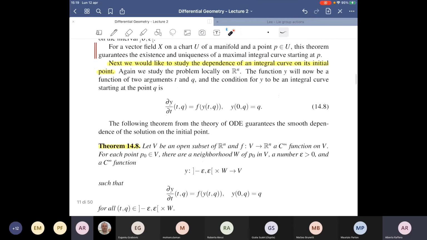And this is precisely what this is telling us here. So if you want to consider the dependence of the solution on the initial datum, then you will think of the function y that we considered before as a function depending on two arguments, both the parameter t, which is, if you want, the time, and q, which is the point where your curve starts.